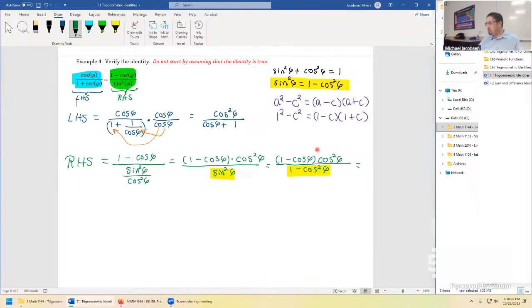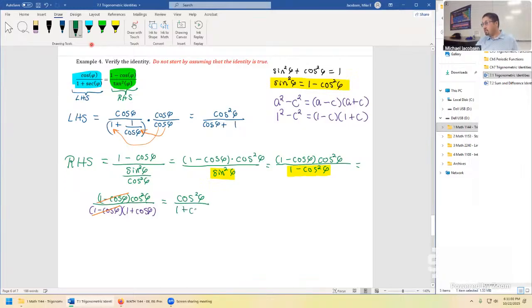But continuing in this approach, we copy the entire numerator, 1 minus cosine phi times cosine squared phi, and the factorization of that denominator. Let's use purple just to emphasize the connection there. This factors as a 1 minus cosine phi times 1 plus cosine phi. And finally, here's the nice cancellation. That cancels with that, and it leaves behind cosine squared phi divided by 1 plus cosine phi.